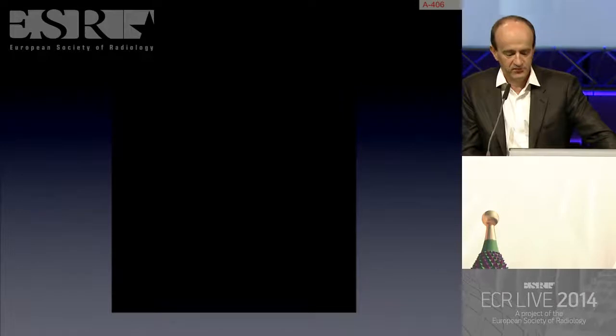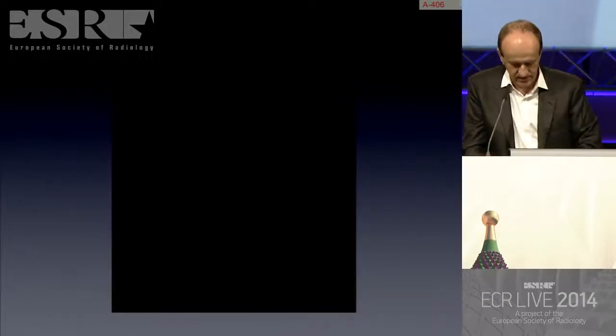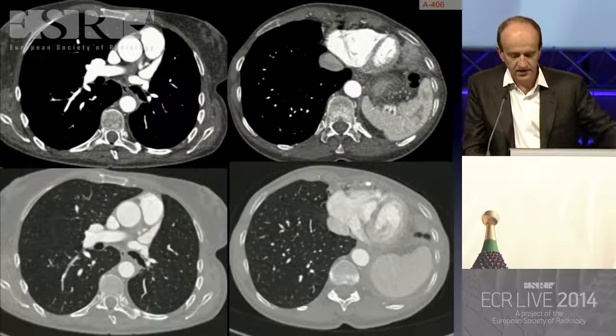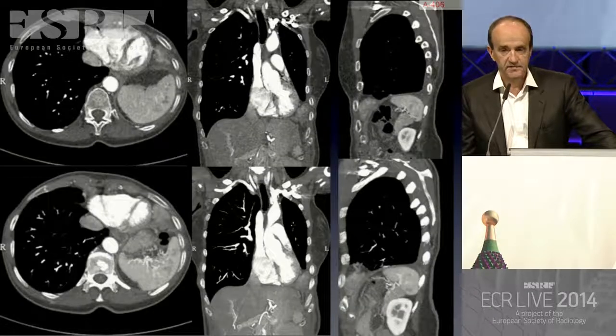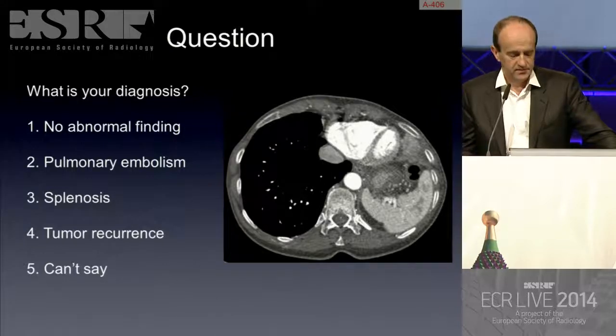Fantastic enhancement of pulmonary vessels. This is the 80 kV acquisition, and here are the summary slides in 3 planes. And now the question. What is your diagnosis? No abnormal finding, pulmonary embolism, splenosis, tumor recurrence? You can't say.